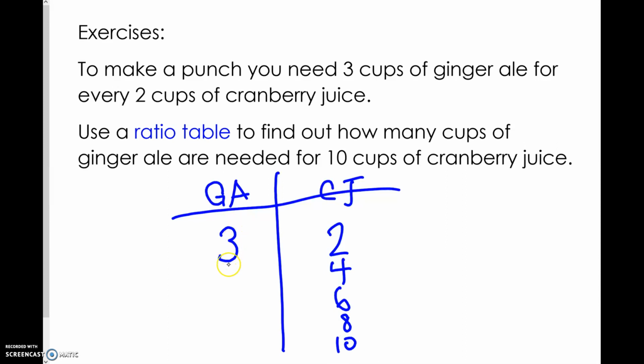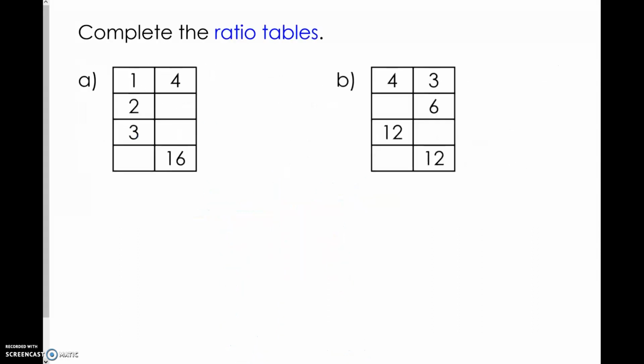Now let's count by 3s. 3, 6, 9, 12, 15. We need 15 cups of ginger ale mixed with 10 cups of cranberry juice to make a larger batch of punch. Now you try. Complete these ratio tables on your whiteboard. Pause the video and then check your answers.